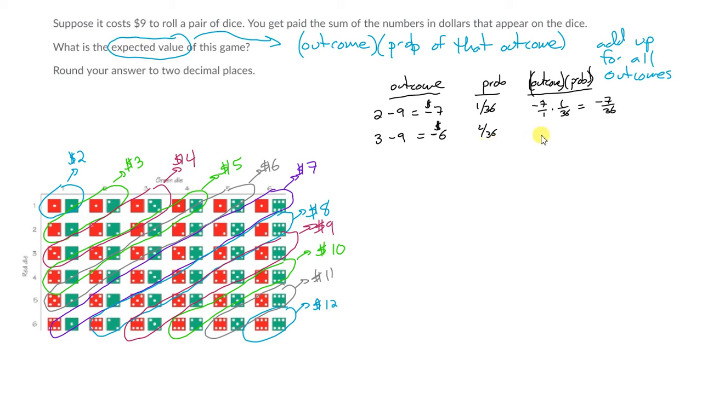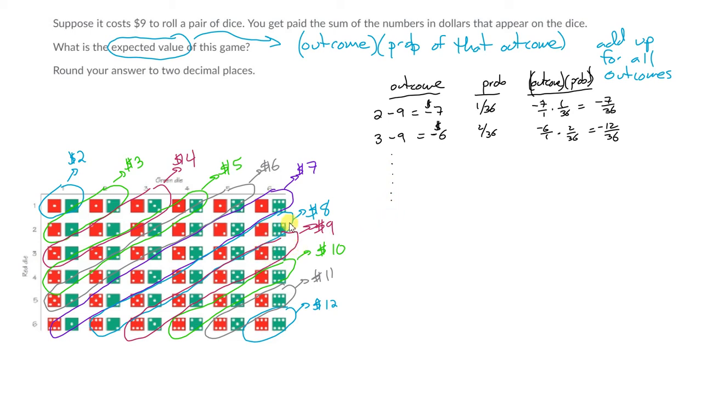So I'm going to multiply the outcome, which is negative $6. I can write that as negative 6 over 1 times 2/36, which gives me negative 12 over 36. Okay? Let's just skip along a little bit. You can fill in the next ones. I'll do a couple more.